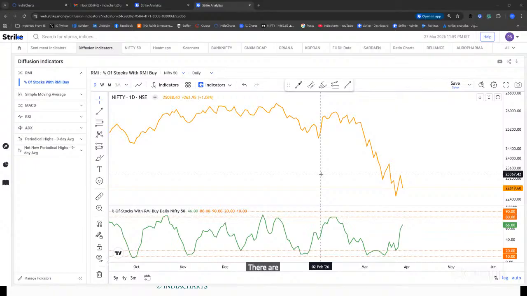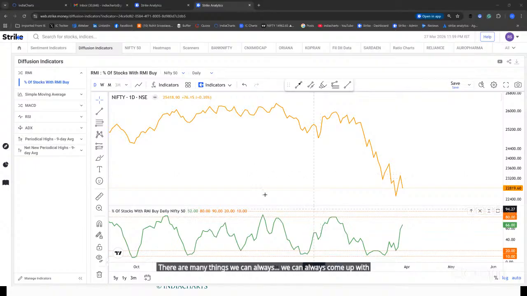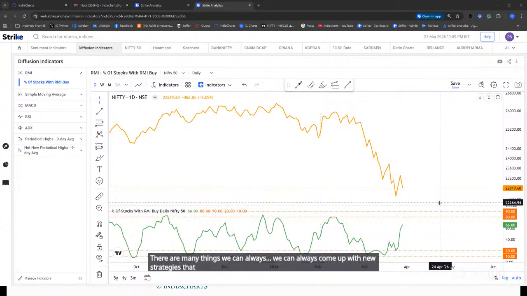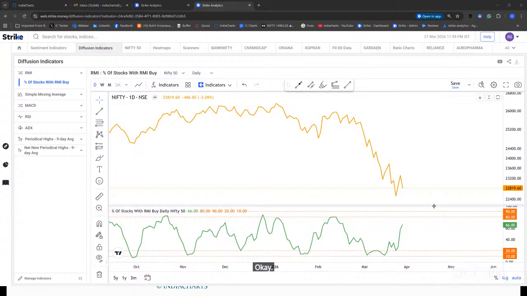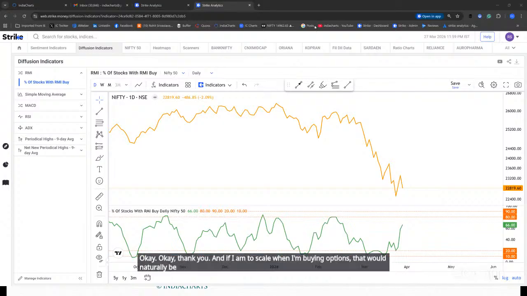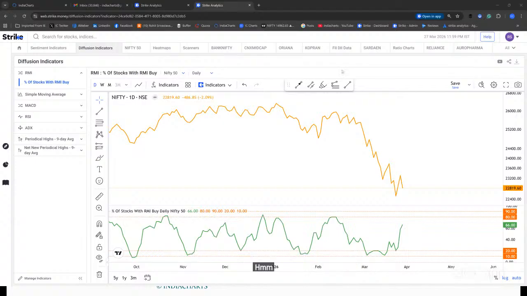There are many things we can do, and I always have to come up with new strategies. That's options, no issue with that. Okay, thank you. And if I am to scale when I'm buying options, that would naturally be, I would be doing some sort of spread, right? If you're saying monthly options.